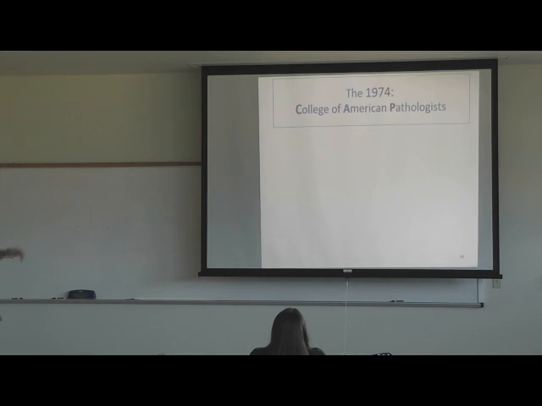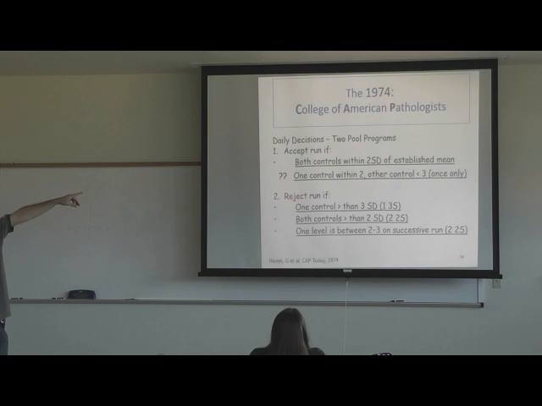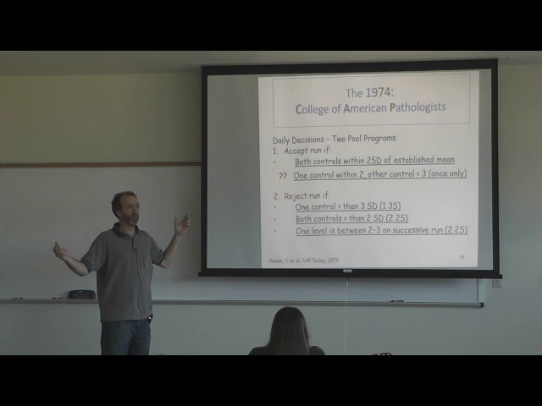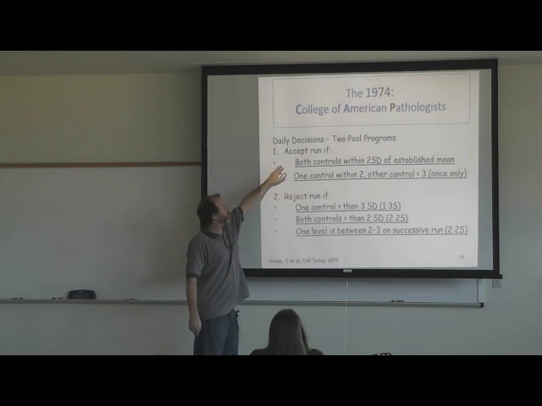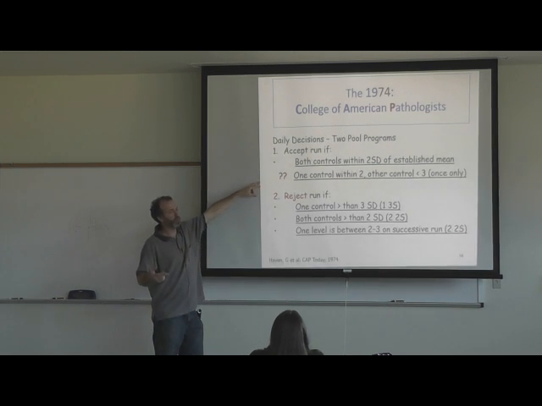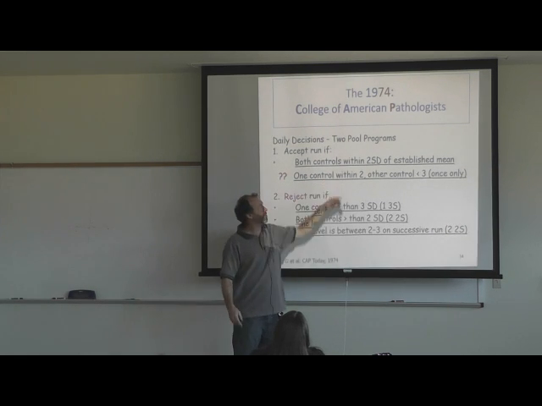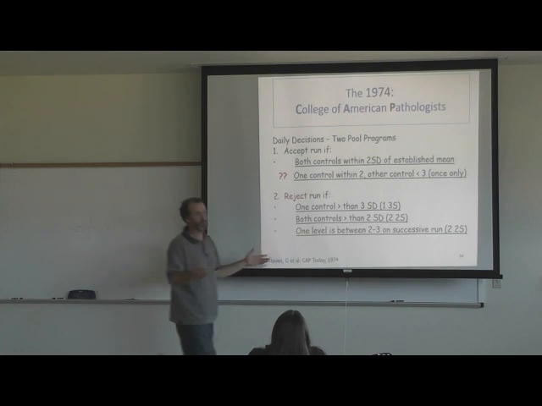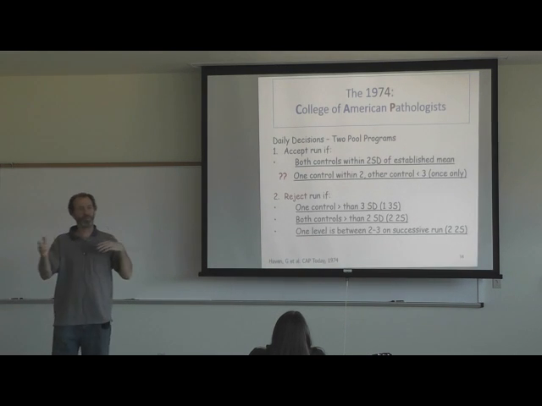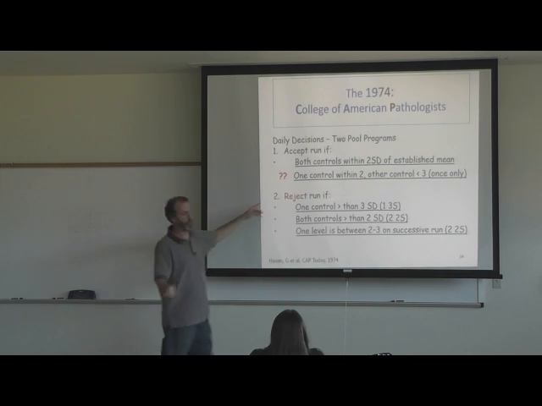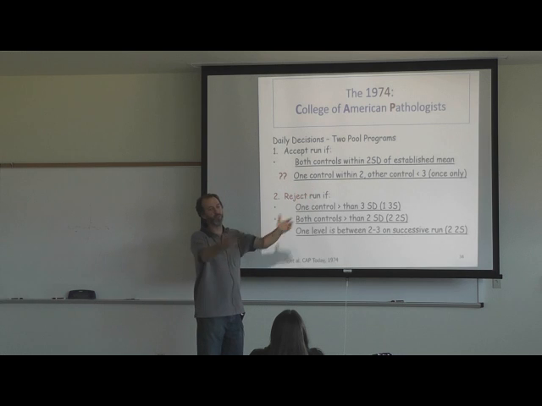So in 1974, the College of American Pathologists came up with the Westgard rules. It basically has to do with the daily decisions for a two-pool program. The run is accepted if both controls are within 2 standard deviations of the established mean, because 95% of the time one will be within that, and most of the time both will be within 2 standard deviations. So if they're both within 2 standard deviations of the mean, there's nothing wrong. You can assume the patient's results are fine too.